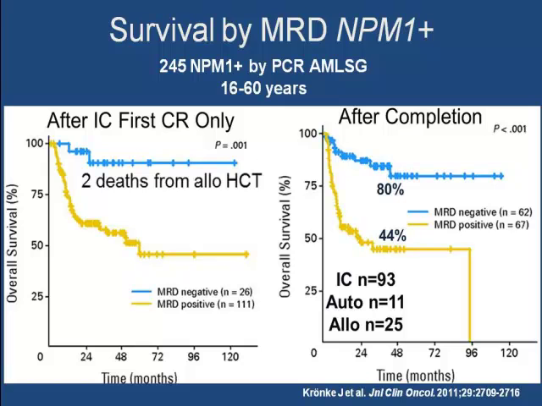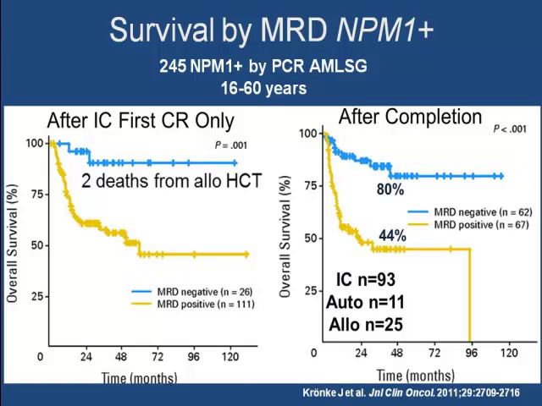So this again is by the German-Austrian AML study group. They had 245 patients who were NPM1 positive by PCR. Now, this included patients who had normal cytogenetics and abnormal cytogenetics, all between the ages of 16 to 60 years of age. On the left-hand side is after induction chemotherapy, first CR only. So these are all patients who obtained complete remission after first CR.